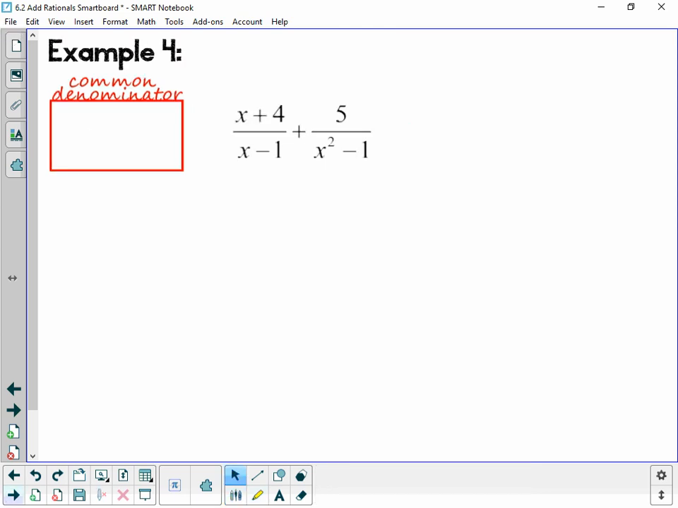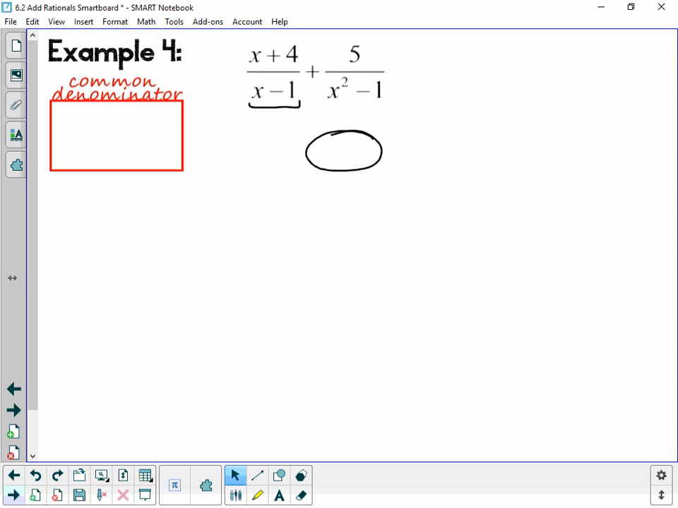All right, another one. Here are two fractions that we want to add, x plus 4 over x minus 1, and we're adding 5 over x squared minus 1. Well, right now it's pretty clear that the denominator of this one is x minus 1. That's fine. But over here, we have a quadratic. We have two factors in the denominator there. I'm going to move this up a little bit.